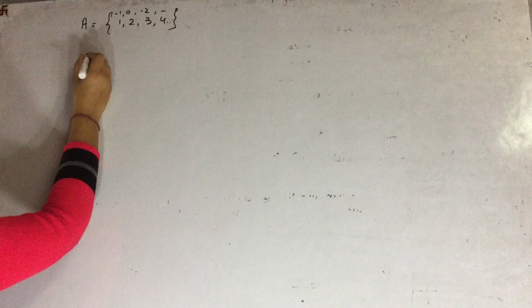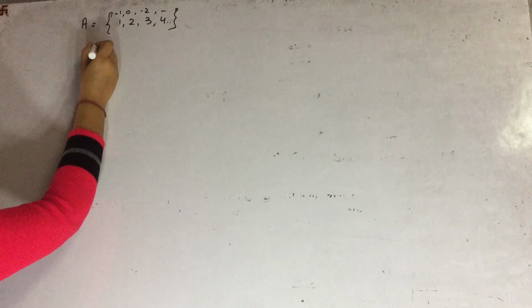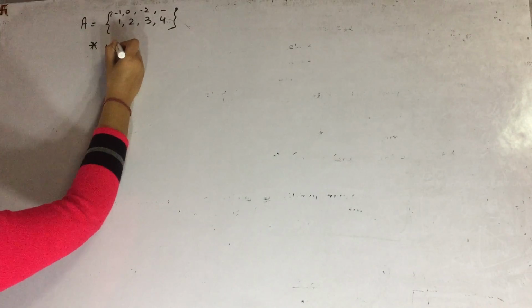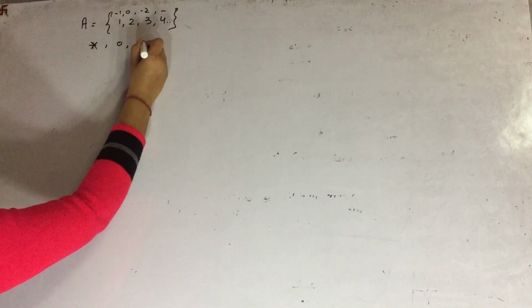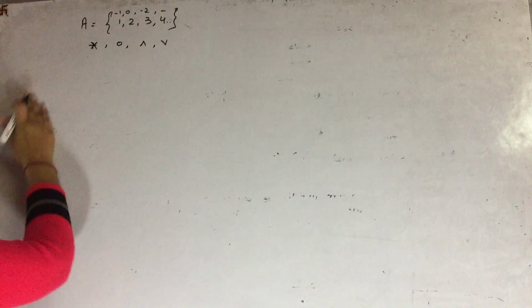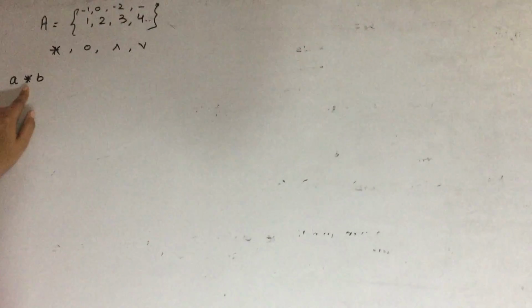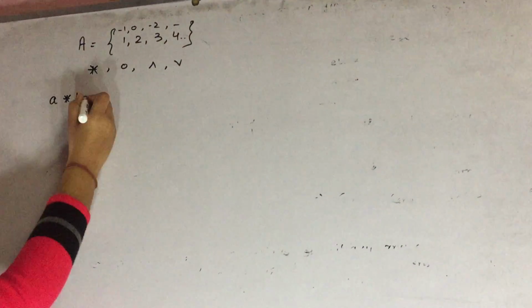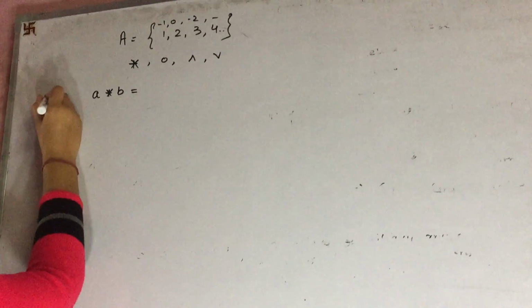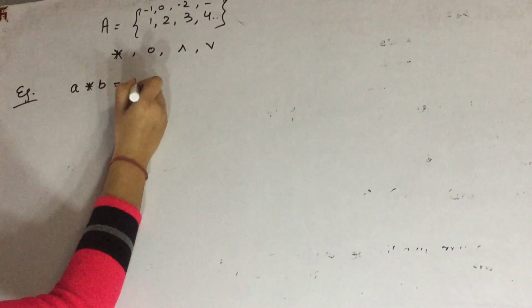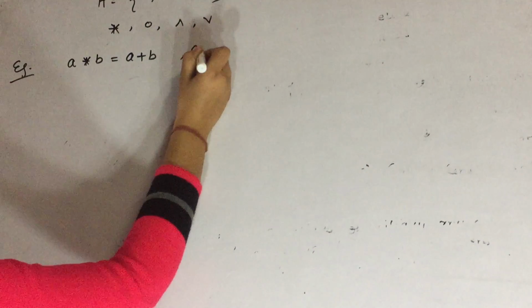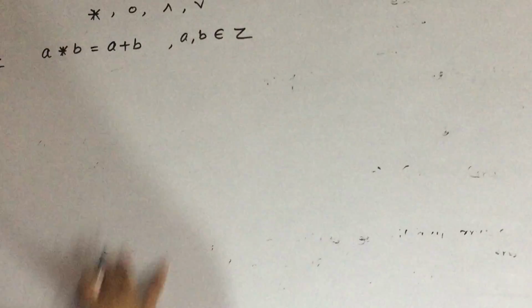Now, a binary operation is denoted by a star or a circle or superscript or subscript, whatever. Let us suppose your binary operation between two elements A and B is represented by A star B. So how can you find the value of A star B? We are taking here an example. Let us suppose A star B is A plus B, where A and B both are integers.